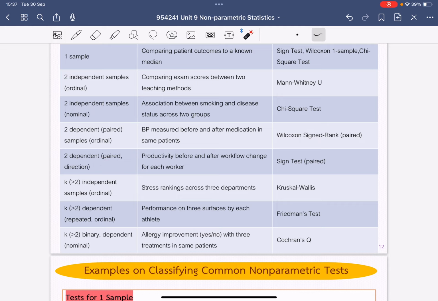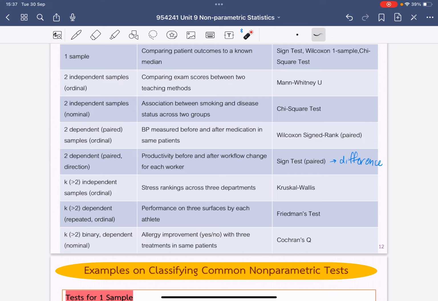Another one is two dependent, also a paired test, with direction. Like you want to see the difference in productivity before and after a workflow change. Is it better, or not better, like getting worse? So you do a sign test. The sign test is a test for the difference, for example, if you want to look at the difference between medians of the two groups.